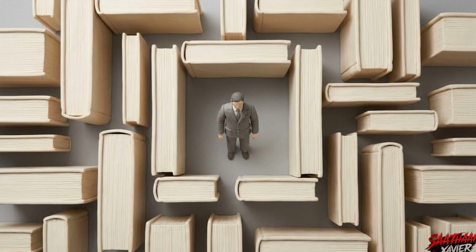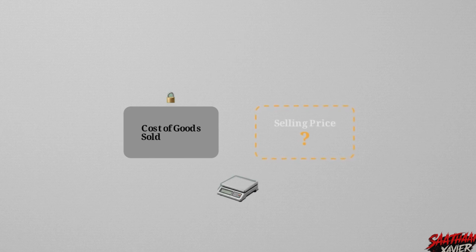Even with perfect ledgers, business owners often fall into a mathematical trap when analyzing profit. They aim for a specific profit margin based on their final selling price, but at the time of calculation, they only know their cost of goods sold.